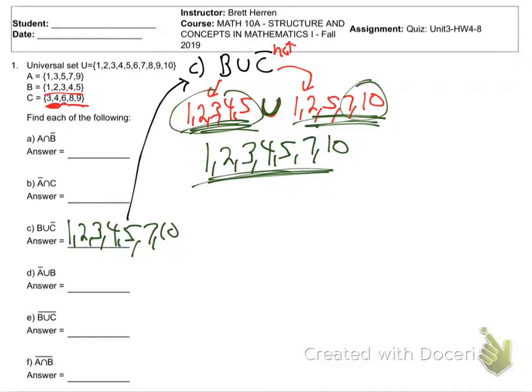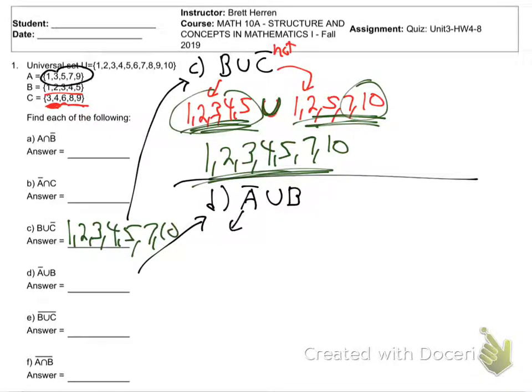All right, and now part D. It's going to be A bar union B. So A bar, that again means not A. So A is the odd numbers, so not A would be the even. 2, 4, 6, 8, 10. United with, and then B is just right here, 1 through 5.